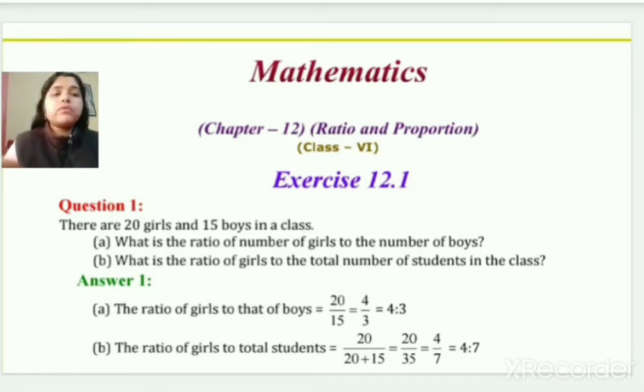So the total number of students will be the addition of both boys and girls. So the ratio of girls to total students will be equal to 20 upon 20 plus 15. Okay, you can write it like 20 upon 35 also. Now we will divide it by 5. 5 4s are 20 and 5 7s are 35. So we have the ratio 4 ratio 7.